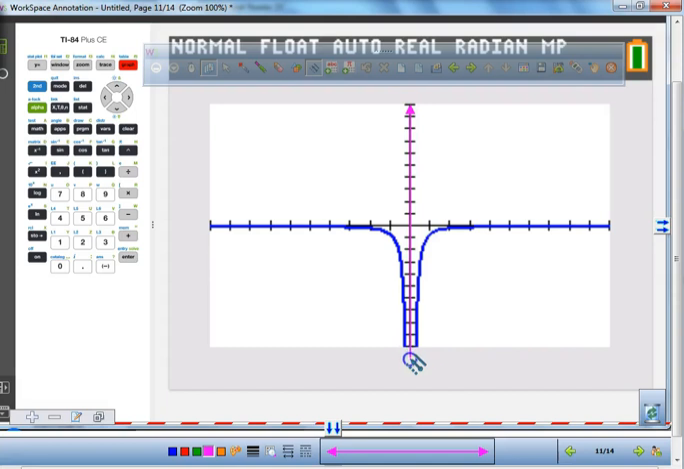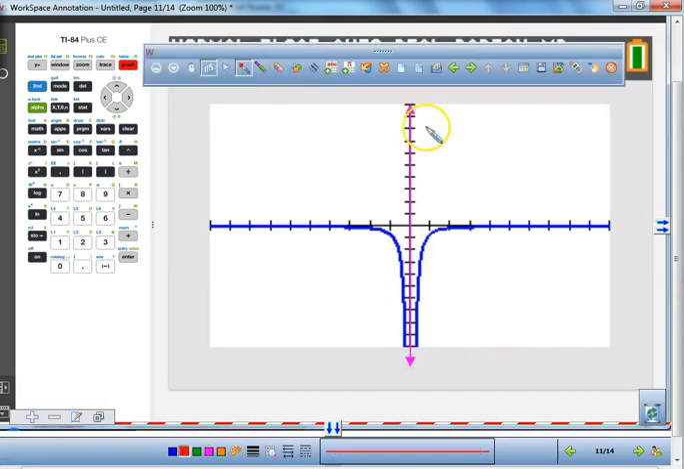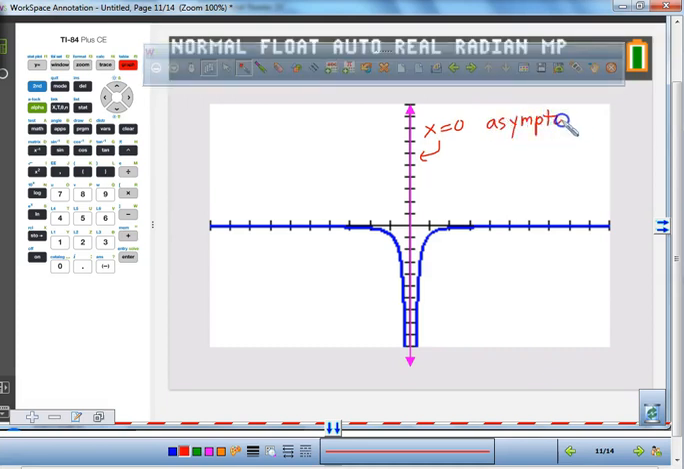The y-axis right here, the y-axis where x is equal to 0, that represents an asymptote. There is an asymptote at x equals 0. Now, at the point x equals 0, there is discontinuity in the graph. What type of discontinuity is happening in this particular picture? Infinite. It is infinite discontinuity.